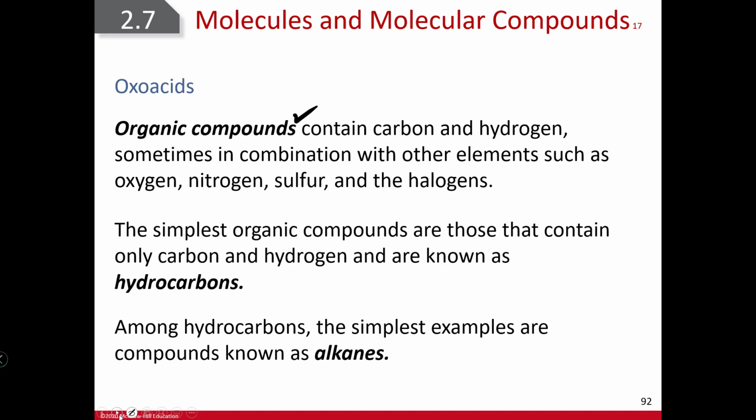Organic compounds contain carbon and hydrogen, with a combination of other elements like oxygen, nitrogen, sulfur, or the halogens. If we call it a hydrocarbon, it only contains carbon and hydrogen. When you think of hydrocarbons, you probably think of gasoline or fuels, fossil fuels. So coal, hydrocarbons, all right? And hydrocarbons are in a group called alkanes. Those are the simplest hydrocarbons.